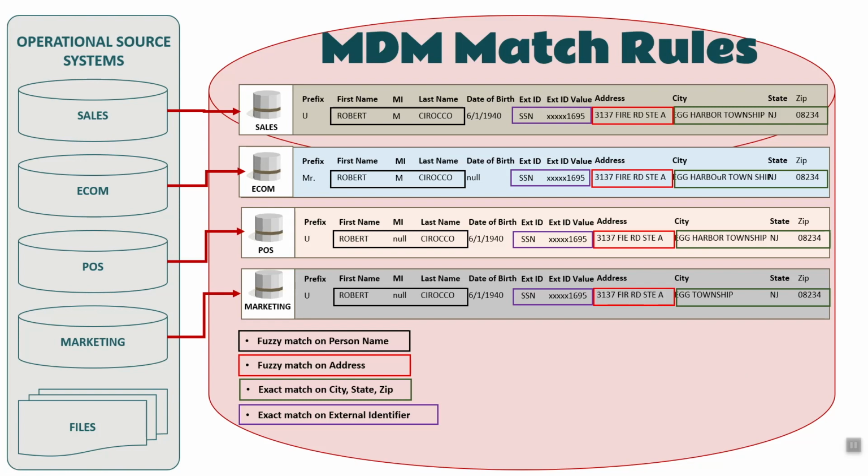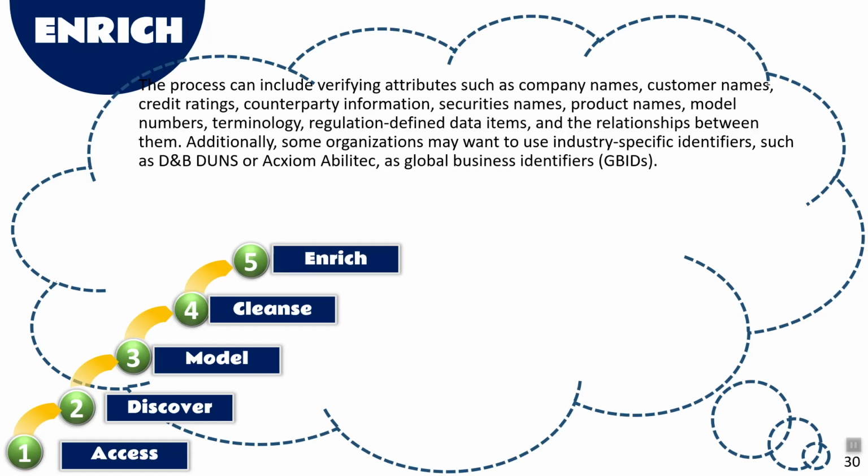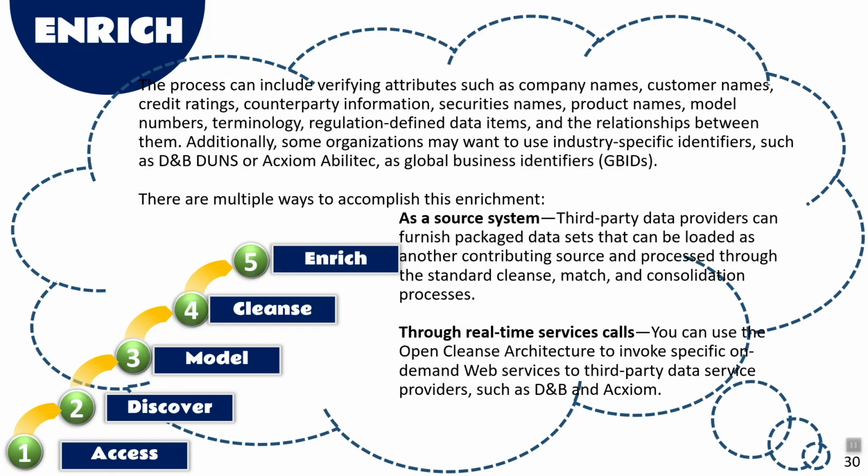Some of the tools may have it, or you could predefine it, pre-cleanse the data and load it before MDM takes it. And the fifth option is the enrichment. Once the data is loaded, once the data is clean, then you need to find an opportunity to enhance it. The process can include verifying attributes such as company names, customer names, credit ratings, counterparty information, security names, product names. All this information associated with specific entities needs to be consistent.